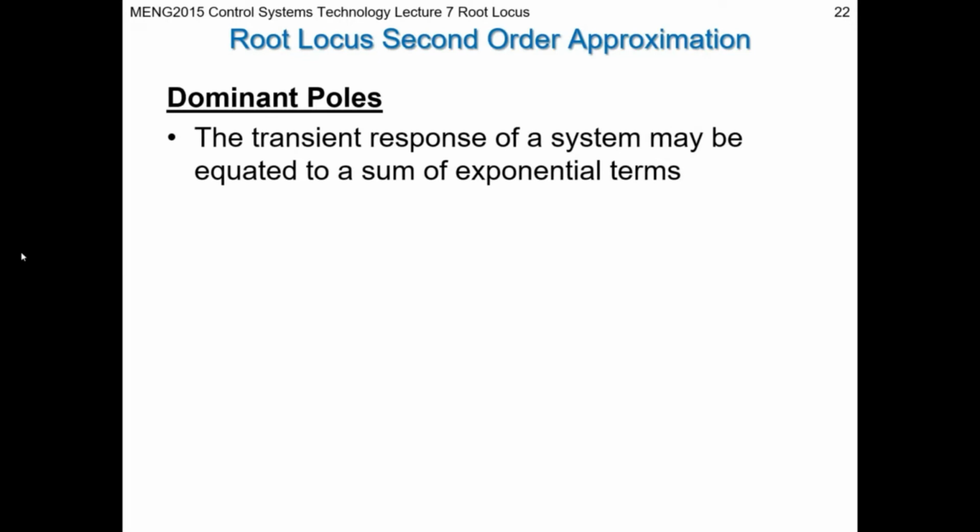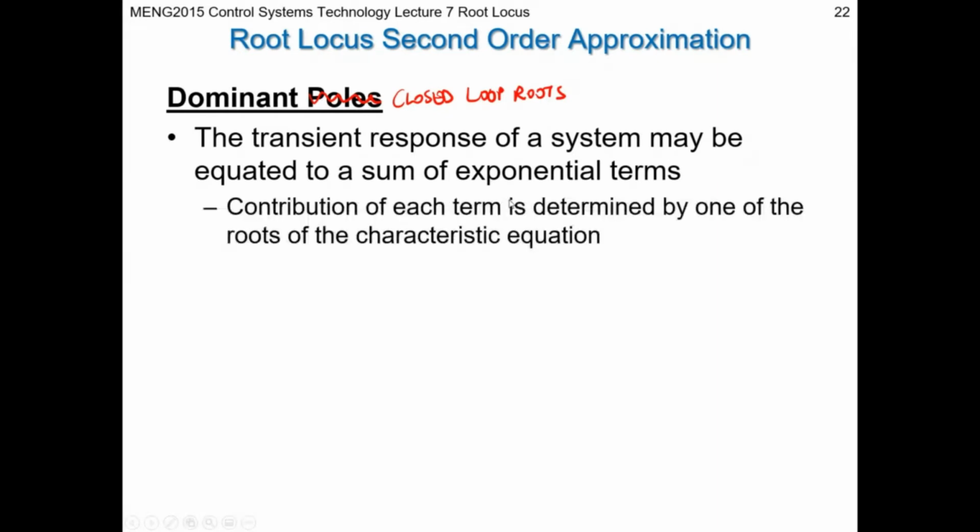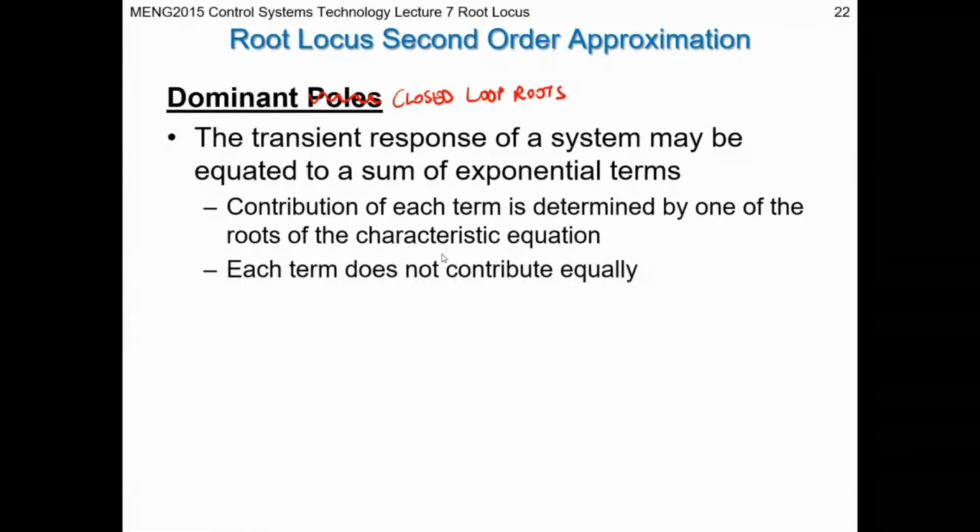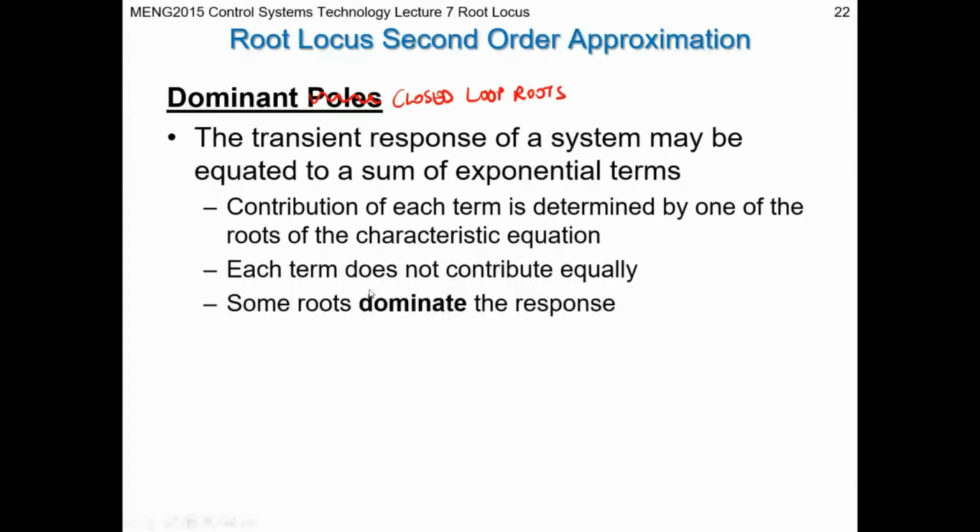So I want to talk next about dominant poles. It should actually be dominant closed loop roots. So the transient response of a system may be equated to a sum of exponential terms. We've dealt with this already, and the contribution of each term is determined by one of the roots of the characteristic equation. The terms are not equal. Some roots are more important than the others and dominate the response.